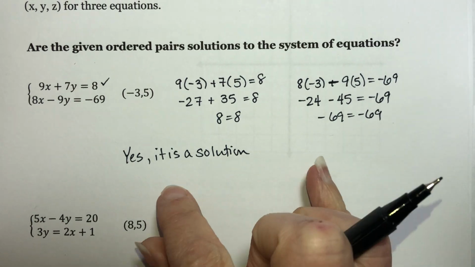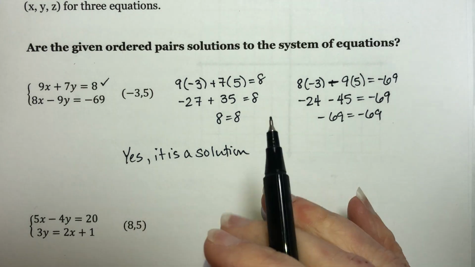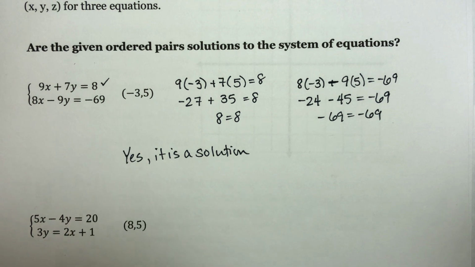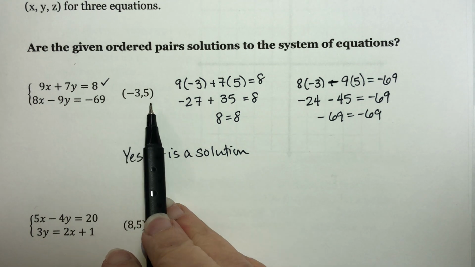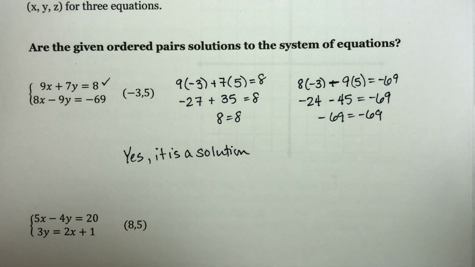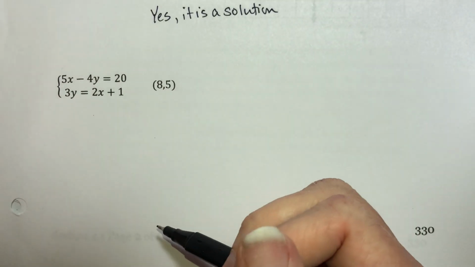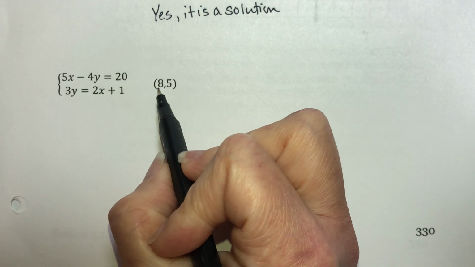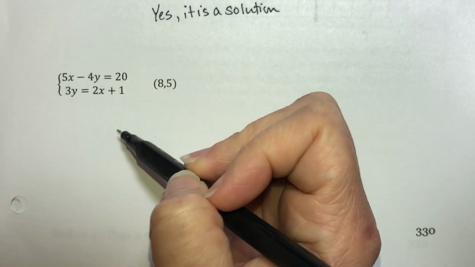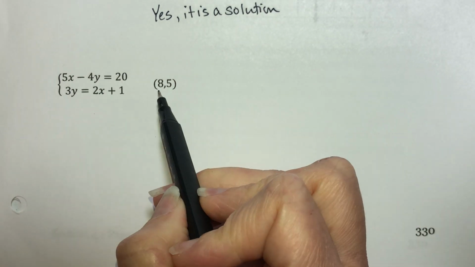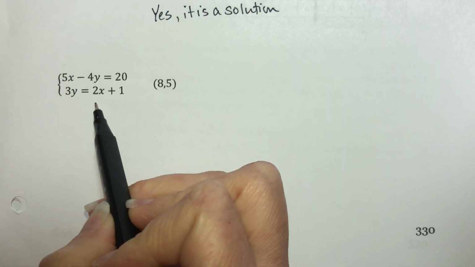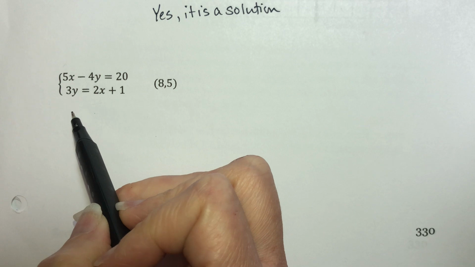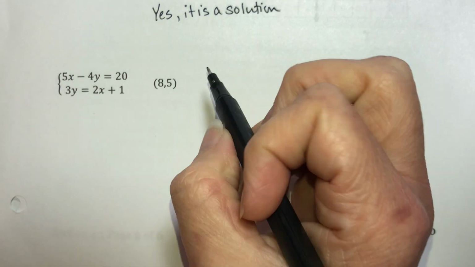So this will be how you check your answers once we talk about how to find the ordered pair that will work. To check it, you'll plug in whatever your x is, whatever your y is, and it needs to work in all of the equations. Okay, so let's check (8, 5) in these two equations. So 8 is x, 5 is y. This one has the y coming before the x. Make sure that you don't let that mess you up.